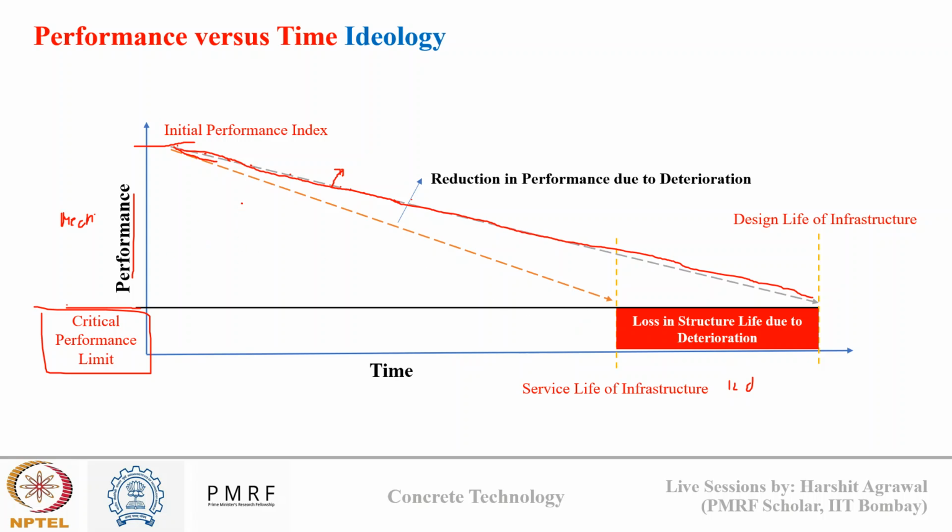But if there is some extra unplanned degradation occurring in concrete, the performance drop will be faster than expected. So it will reach this critical line earlier than expected, and there will be a loss in structural life due to deterioration. Okay, so this is due to interaction of the structure with the chemical environment, and we are not able to meet our anticipated service life. I wanted a service life of 100 years, but due to the severity of exposure conditions, my service life came to 70 years or 60 years. This is due to degradation of concrete.